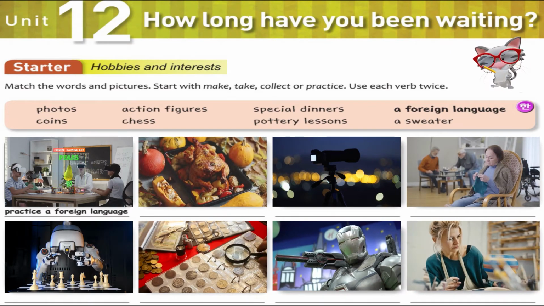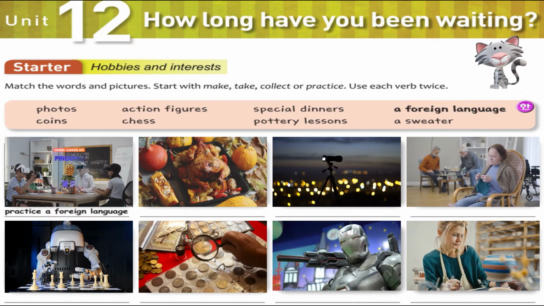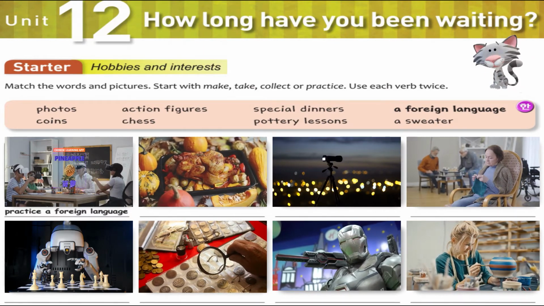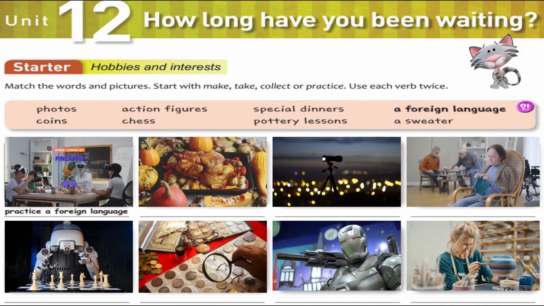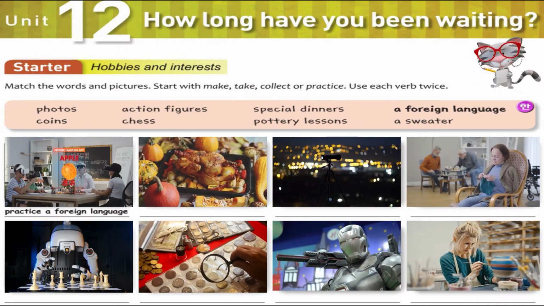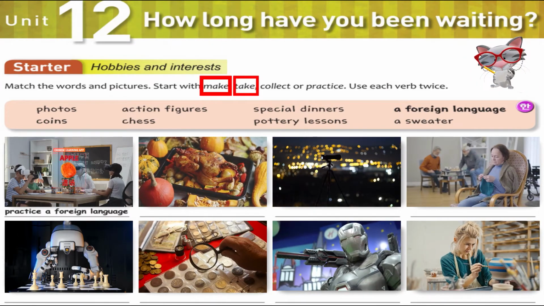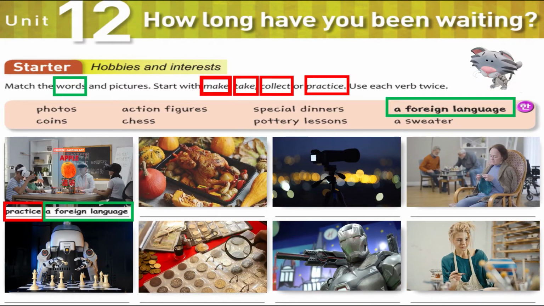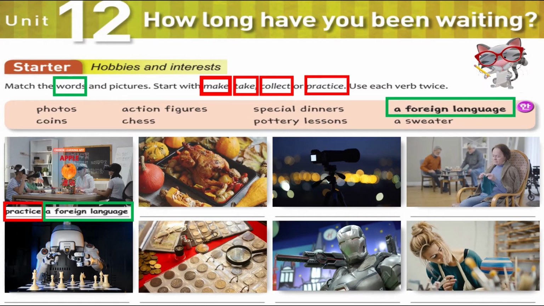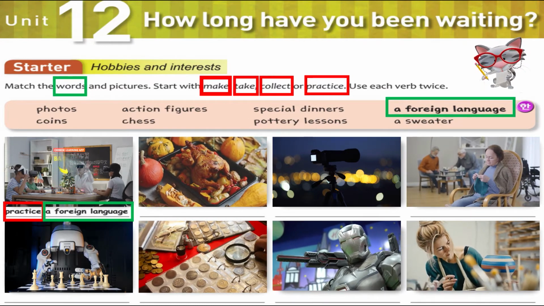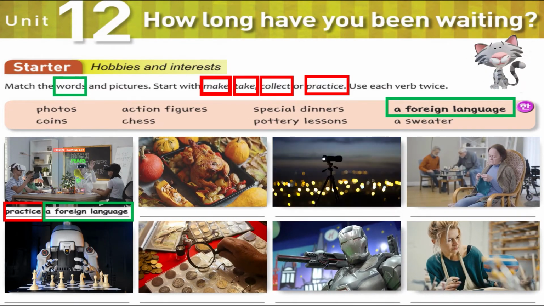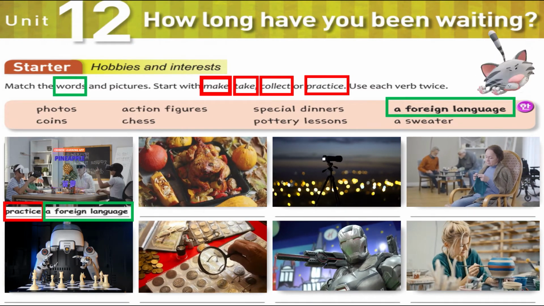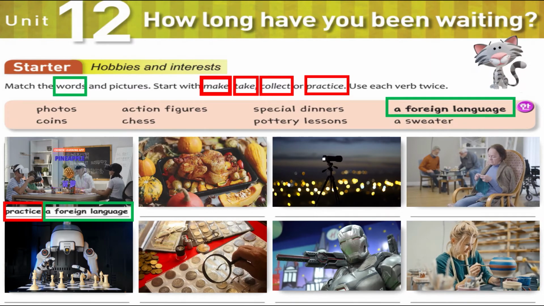Welcome to the starter. We are looking at hobbies and interests. And our task here is to match the words and pictures with make, take, collect and practice. The words, such as a foreign language, here have been matched with practice a foreign language. Practice means to learn something and then do it again after you've learnt it, to practice using it.